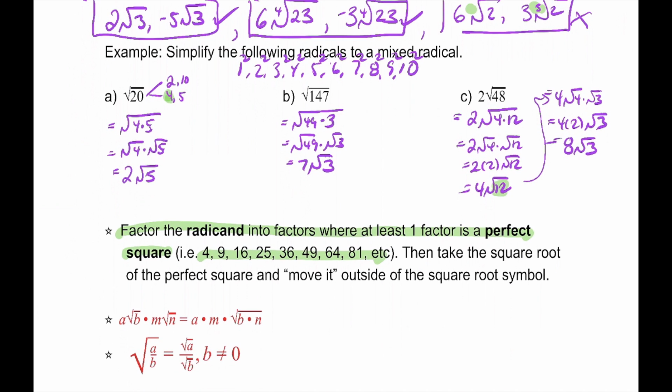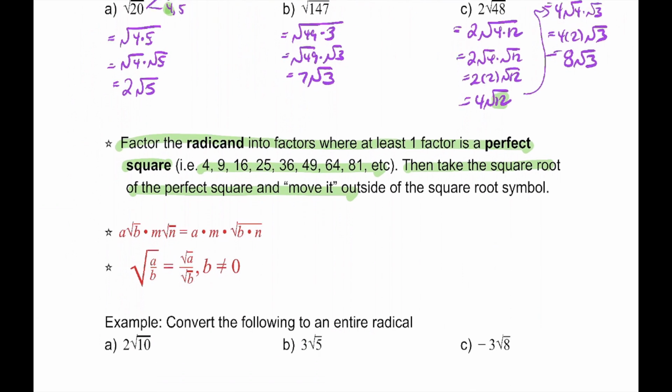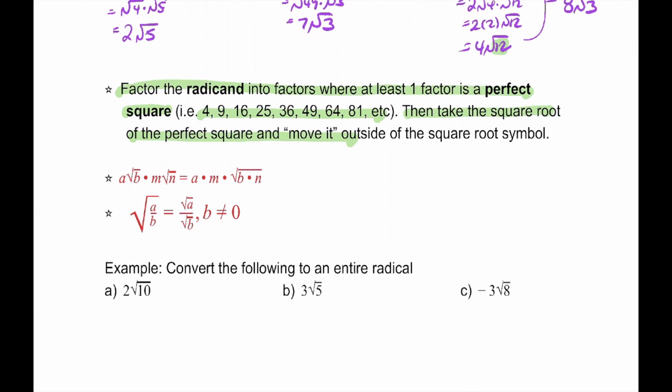So after we factor the radicand into 2 factors, then we take the square root of the perfect square, and it looks like it's being moved out of the square root symbol. Really, we're taking a square root of a perfect square. So in general, we have these properties of radicals where we have a root b times m root n. The net result, or the product, is the coefficients multiplied together, in this case a times m, and then under the radical sign, it's the radicands multiplied together, in this case b times n.